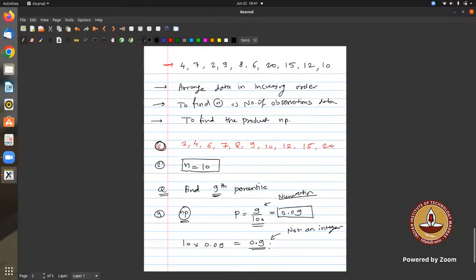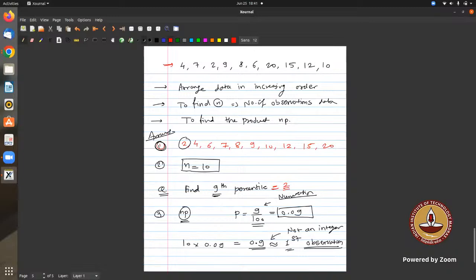So I take the next smallest integer, which is 1. That is the first observation. So what is my first observation here in the arranged data set? 2, sir. And then what is the value of the ninth percentile here? 2, sir.